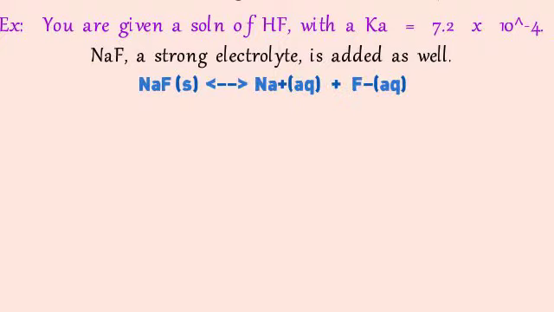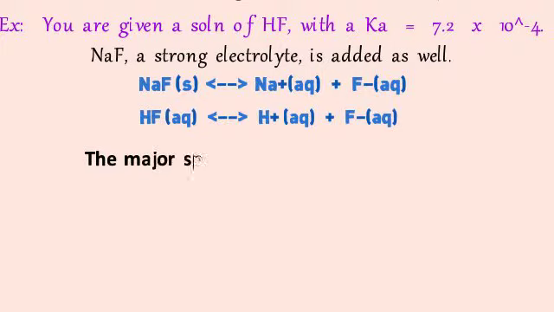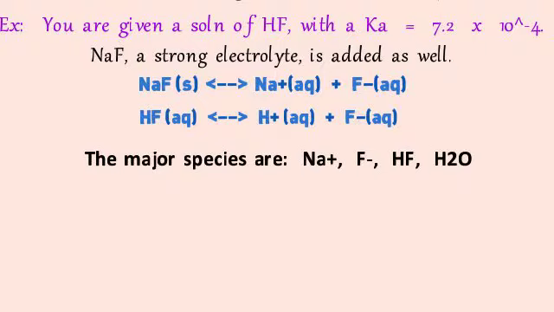So we have this NaF at equilibrium, Na plus F negative, but it's a strong electrolyte, so most of it goes like that. Then we have HF, which also can come apart, H plus F negative in water as well, but not that much of it comes apart because it's a weak acid. So what are the major species? Na plus, F negative, HF, and H2O. These are the major species.